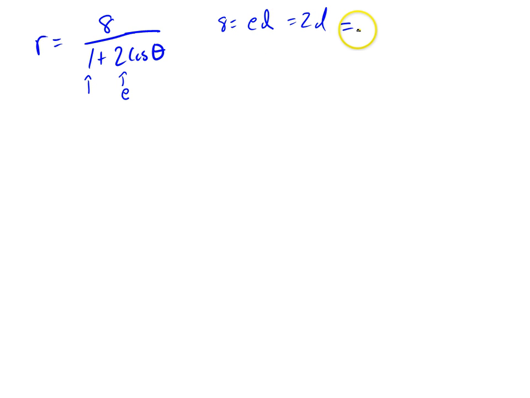It tells me that the directrix is a distance 4 away. D equals 8 divided by 2, which is 4. So I know that the directrix is 4 away from the origin. Anyway, I don't rely on the formula so much as I rely on looking at what the denominator is doing, because the denominator is really the one that is driving things here.